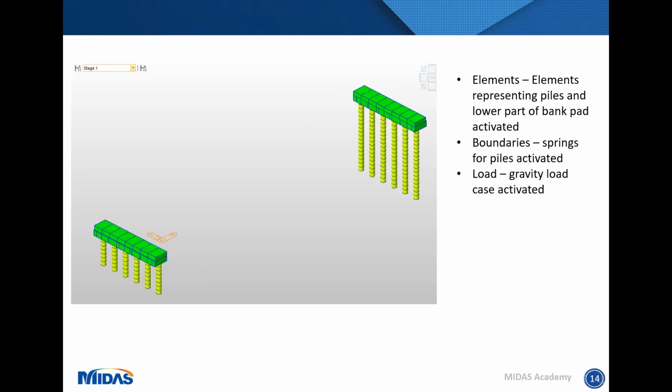So shown here is stage one view of my model. And as I've explained, the elements that are shown are for the piles and the lower part of my bank pad, as well as boundary conditions, being springs, being activated for the piles. And lastly, the load is just gravity being activated.